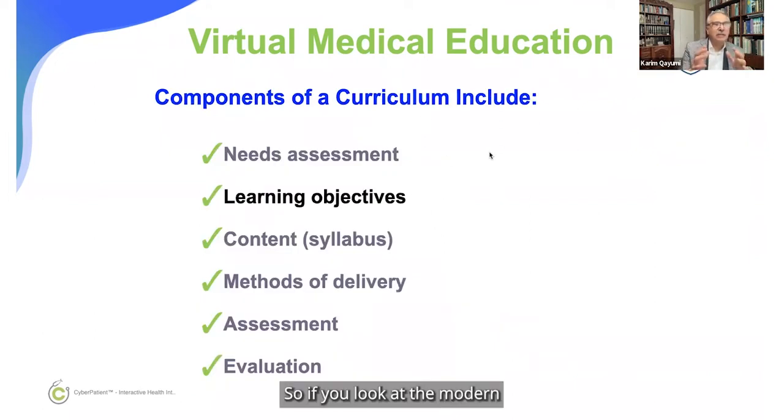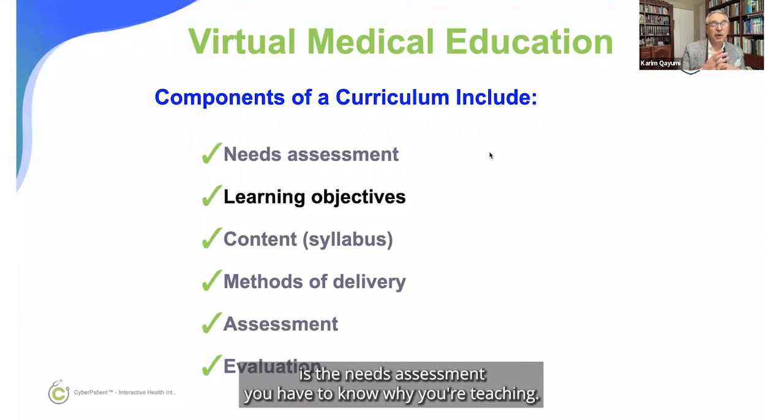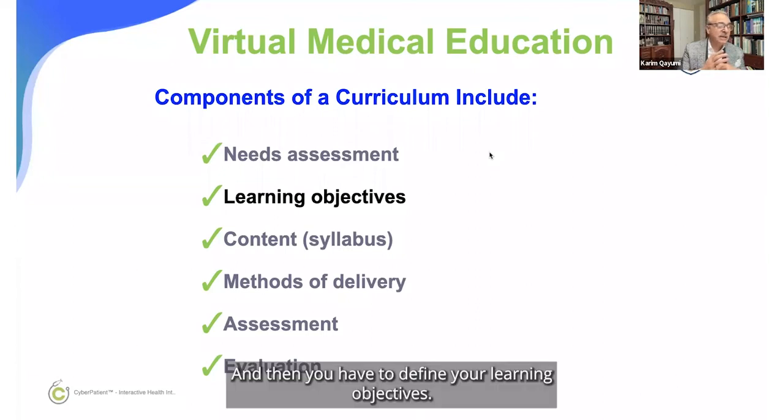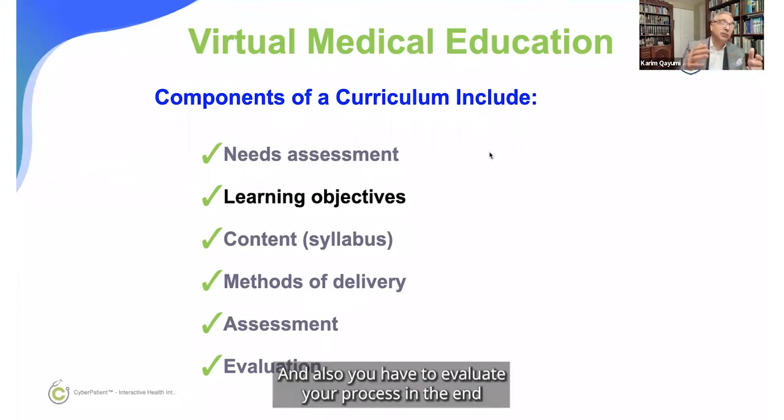So if you look at the modern view of a curriculum, curriculum has a few important components. It's the needs assessment. You have to know why you're teaching. Is there a need for your learning process? And then you have to define your learning objectives. You have to have a content. You have to have a method of delivery. You have to have assessment methods. And also you have to evaluate your process in the end.